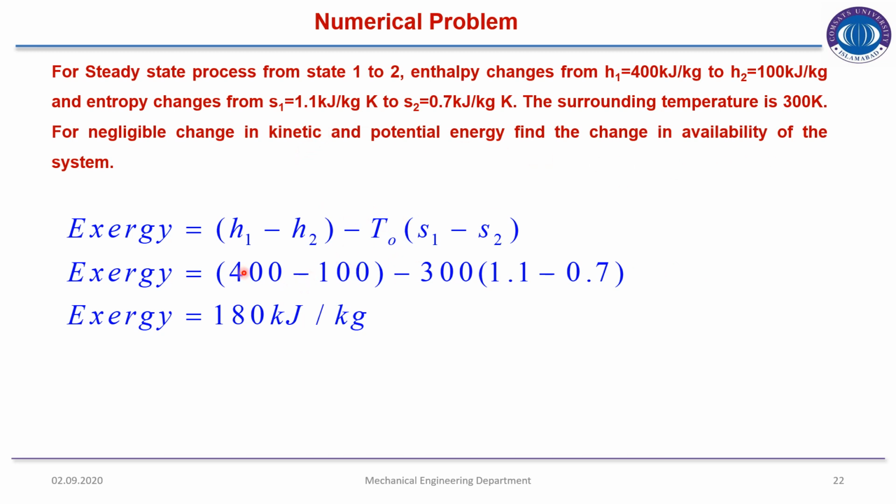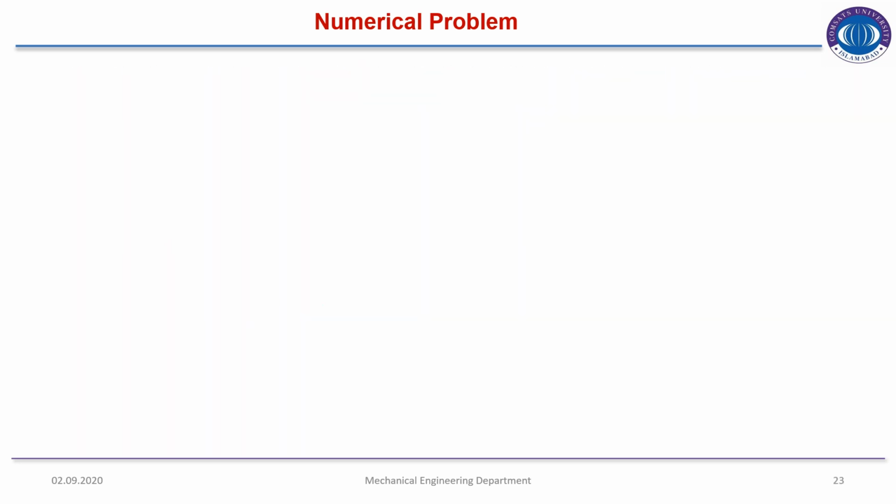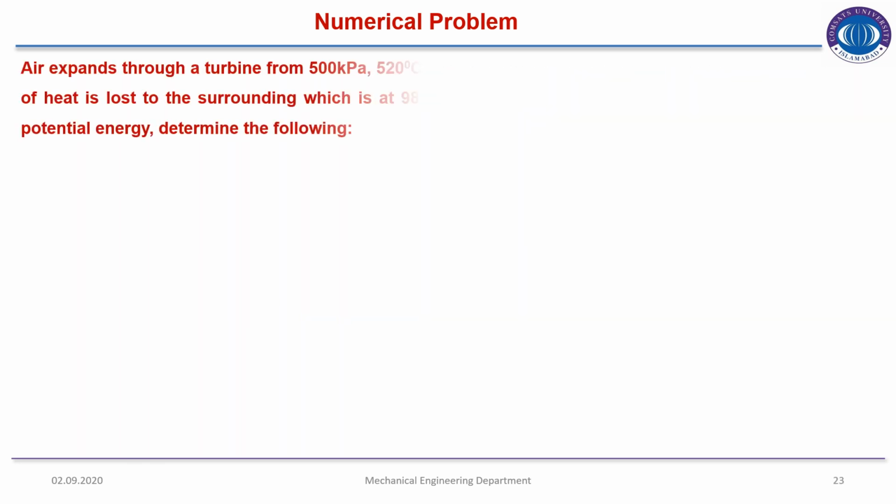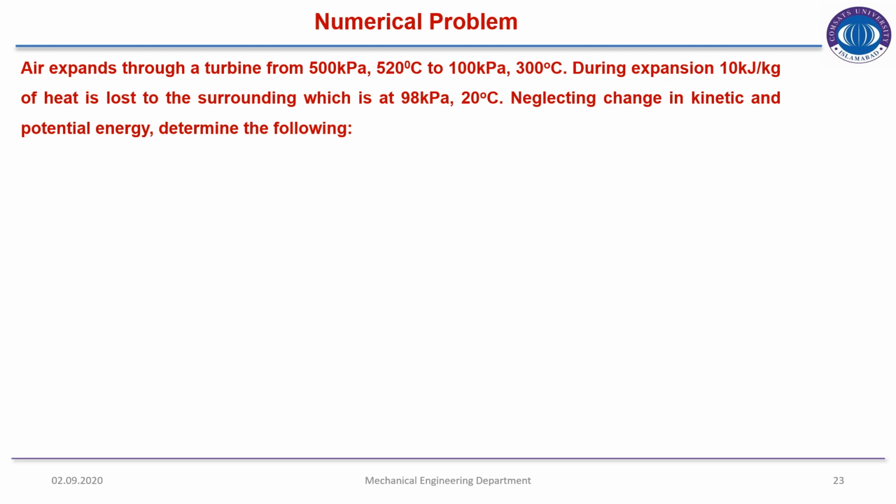We plug in all the values: state 1 enthalpy, state 2 enthalpy, surrounding temperature, state 1 entropy and state 2 entropy. So the value of exergy is 180 kilojoule per kg. So that is the last numerical for the lecture.